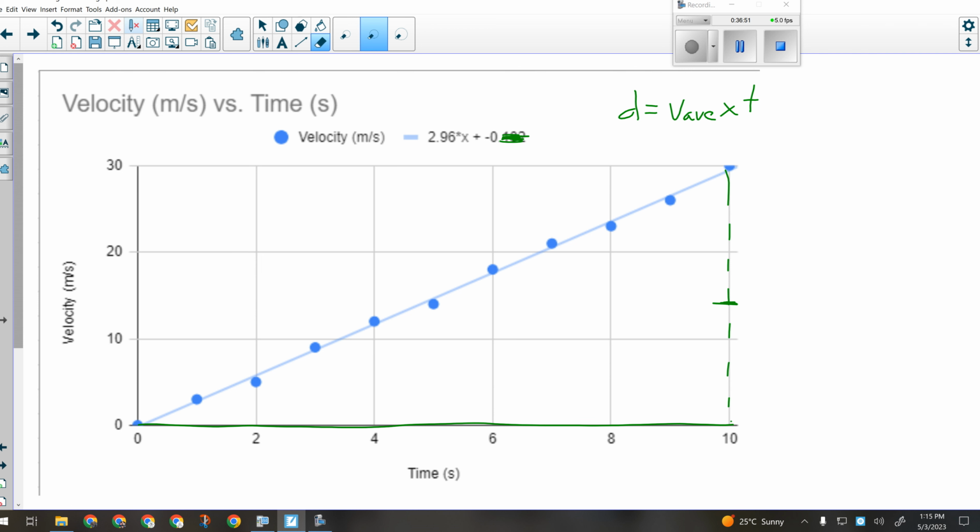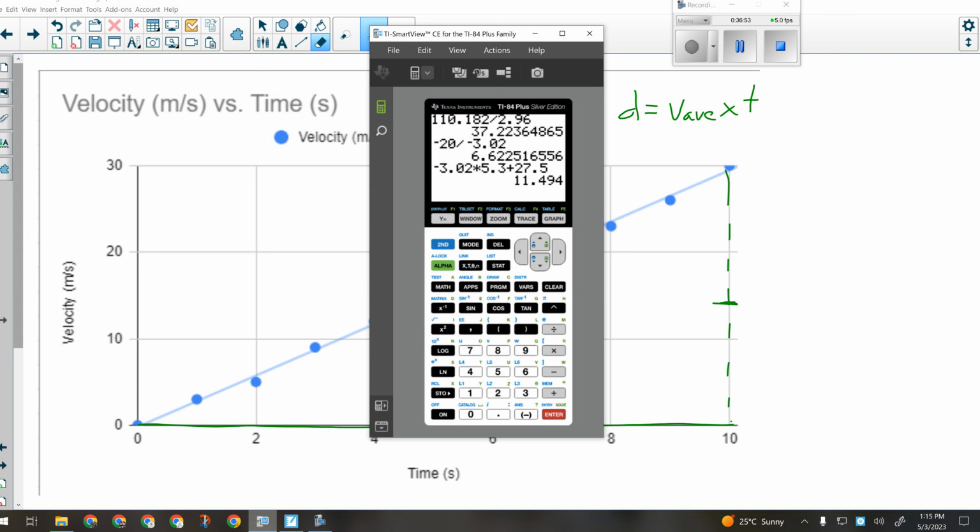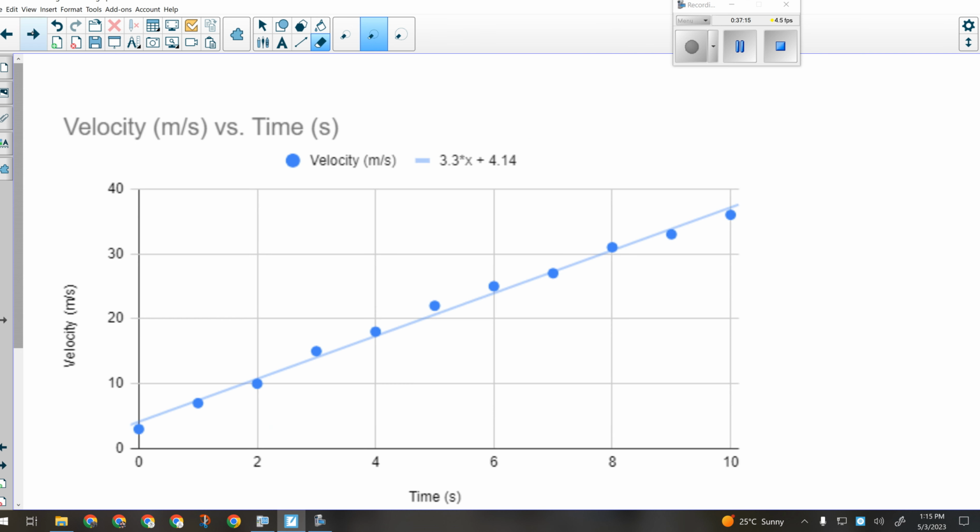So in this case, we would have the base times the height, 29.6, divided by 2. All right, so this object's going to go 148 meters during that time, during 10 seconds. Is that terribly difficult? Okay. How does that change on this graph?